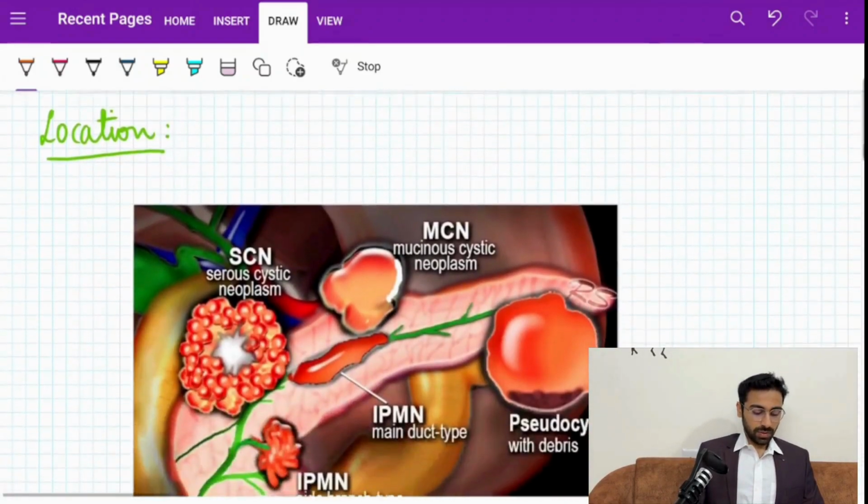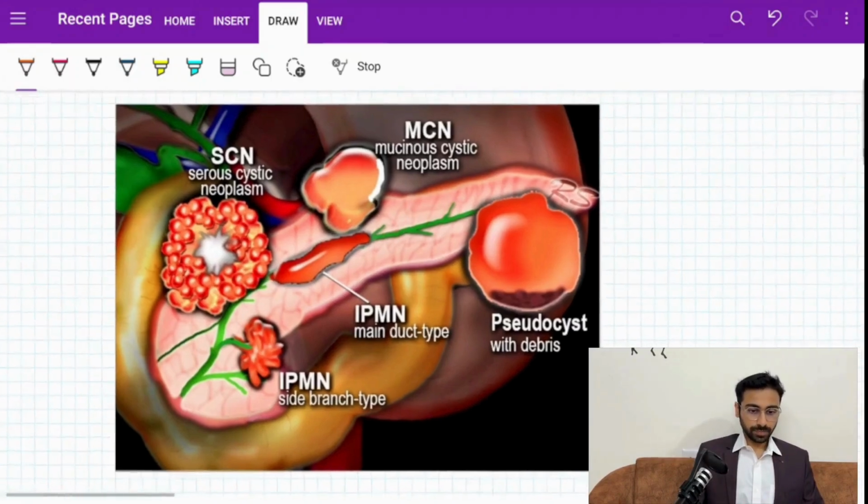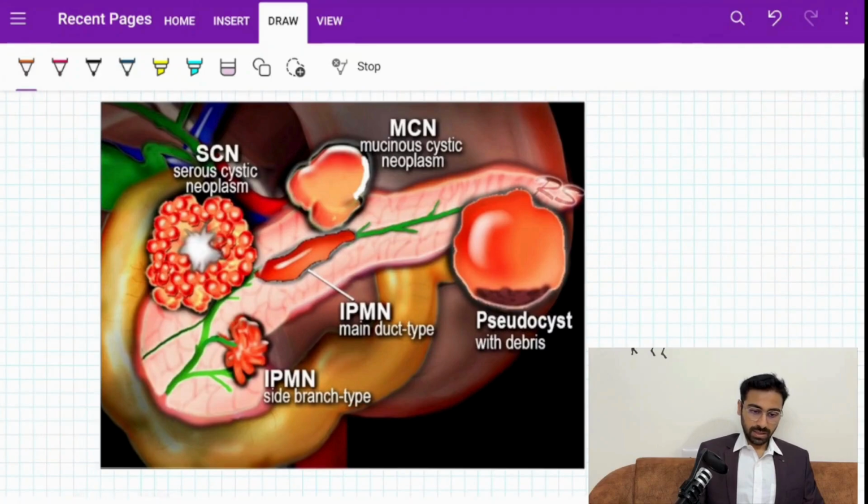We can also divide the cystic neoplasms of pancreas based on location. These are the most common location they are found in. Not always will you get these neoplasms in these regions. First, as I said, we have to rule out a pseudocyst. Pseudocyst can occur almost anywhere in the pancreas. It usually has debris within.